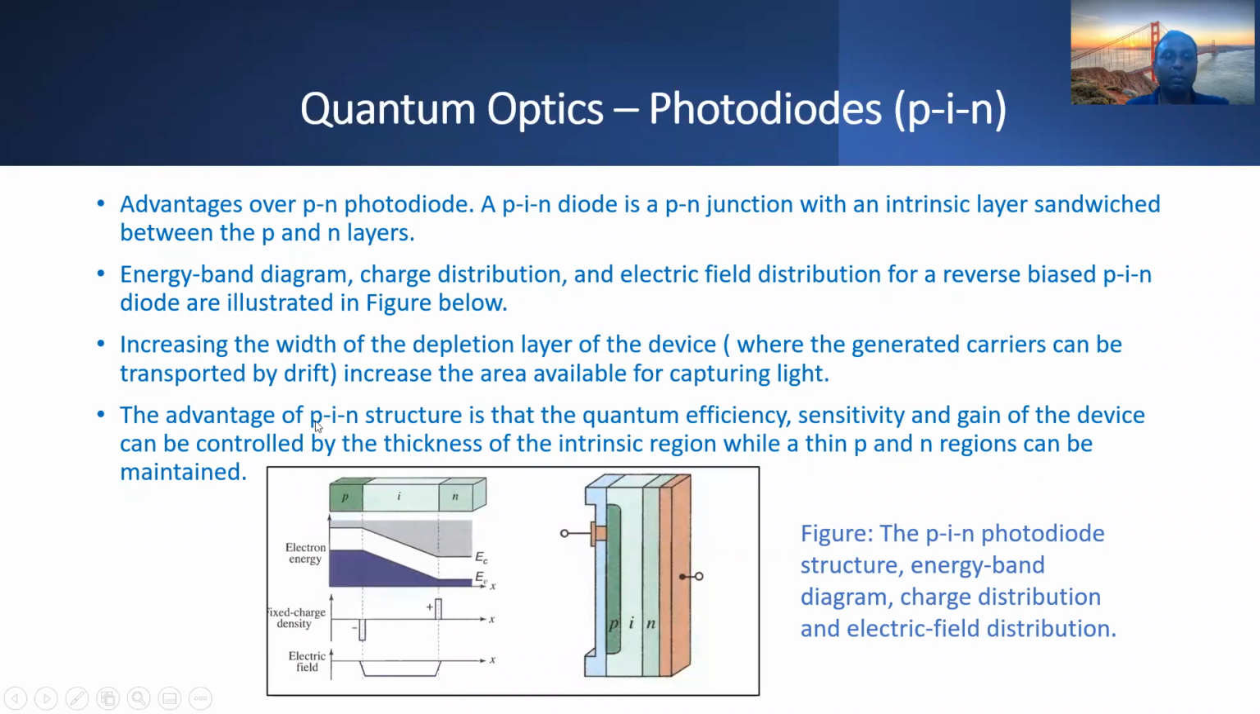The advantage of a PIN structure is that the quantum efficiency, sensitivity, and gain of the device can be controlled by the thickness of the intrinsic region, while thin P and N regions can be maintained. The figure here shows the PIN photodiode structure, energy band, charge distribution, and electrical field distribution.